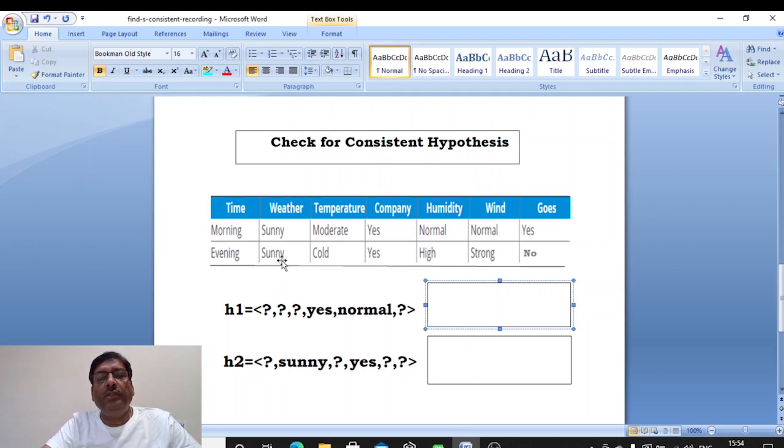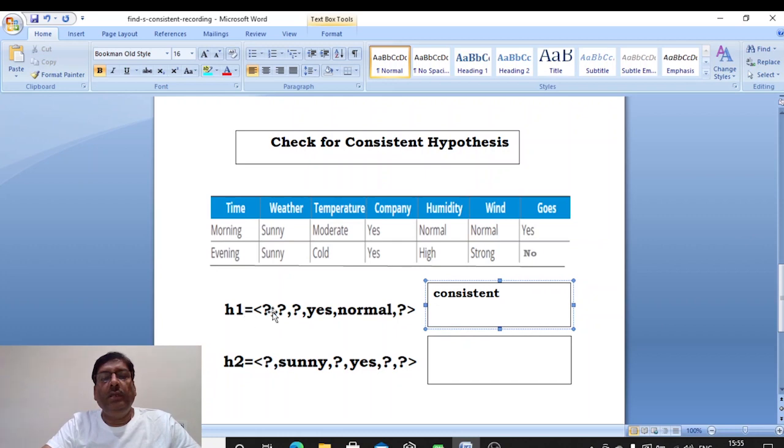Now try to compare with the second. The question marks match with these 3. S over here matches with this S. Normal is not going to match with high. So it is supposed to be a negative hypothesis, and given here, it is negative. It is classified as negative, and as it is not matching, it is desired to have a negative hypothesis. So this hypothesis is matching with both the training examples, so I can call it a consistent hypothesis.